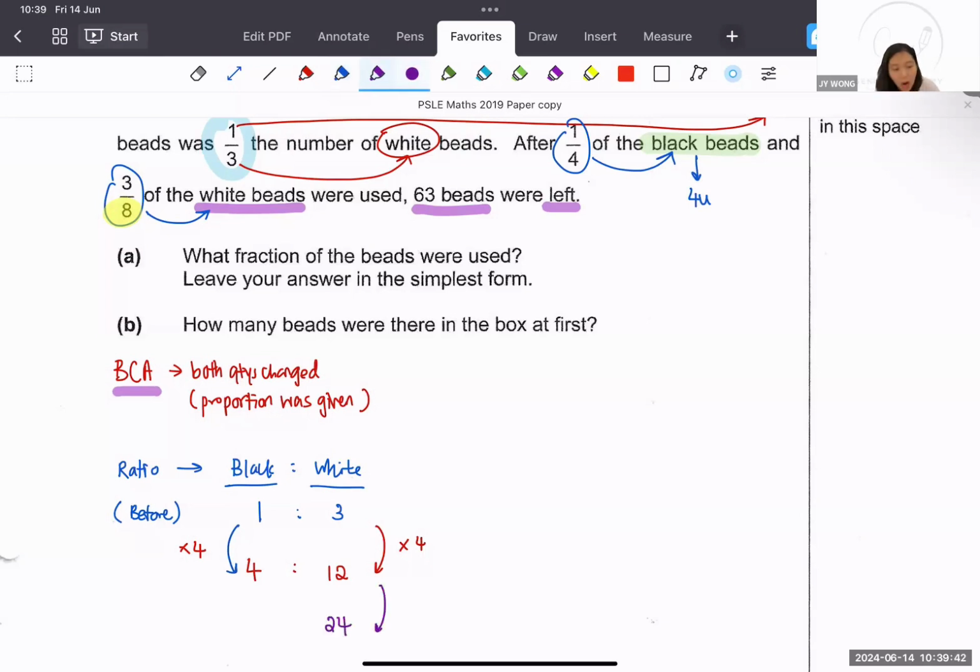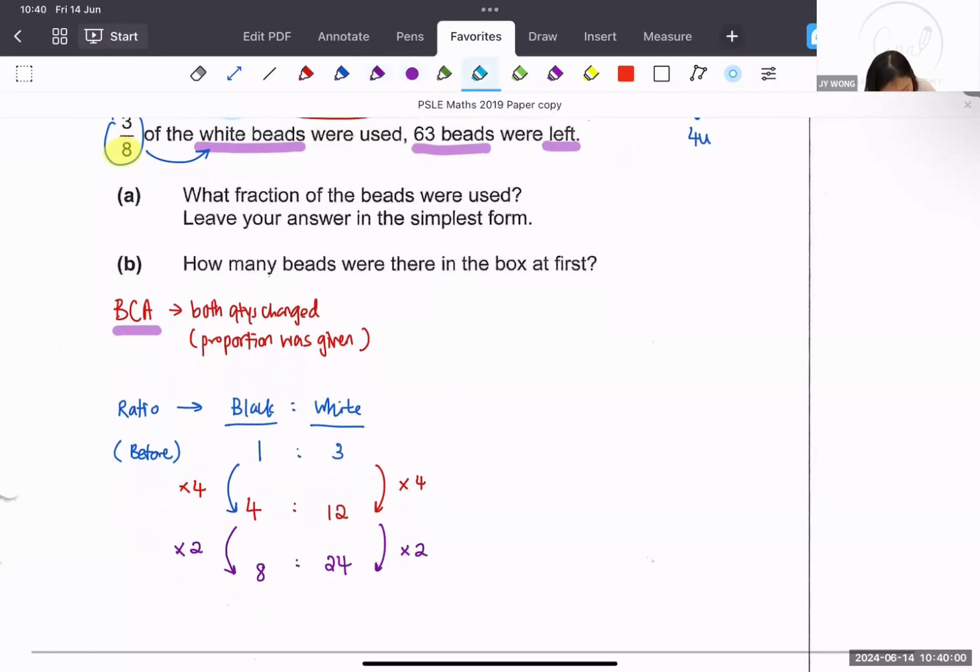I want to make it all in units so that it's all whole numbers, so it's easy for us to work with, instead of fractions. So what I will do is times 2 here to make it 24. Because it's a ratio, it has to be equivalent. You do to one side, you have to do to the other side. So times 2, you will give 8. So this is the ratio that I have right now.